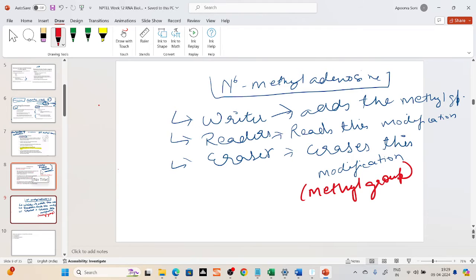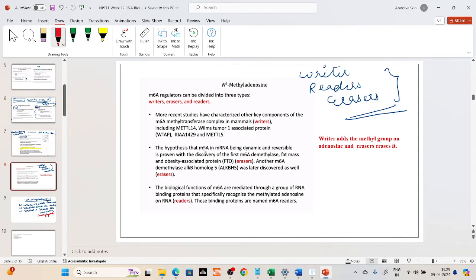Okay, so what is written over here? More recent studies have characterized other key components of the m6A methyltransferase complex, that is, writers. Examples of writers are METTL14 and Wilms tumor 1-associated protein. These all are examples of writers.